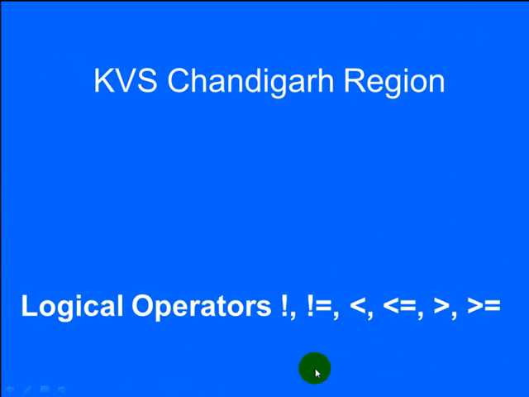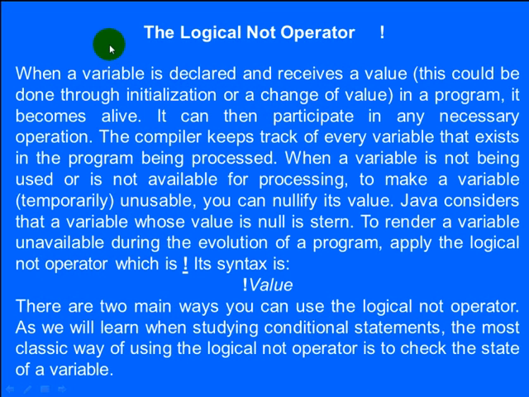In continuation to the discussion about logical operators, now we shall discuss logical not, then not equal to, less than or equal to, and greater than or equal to operators. First of all, the logical not operator is denoted by the exclamation symbol.